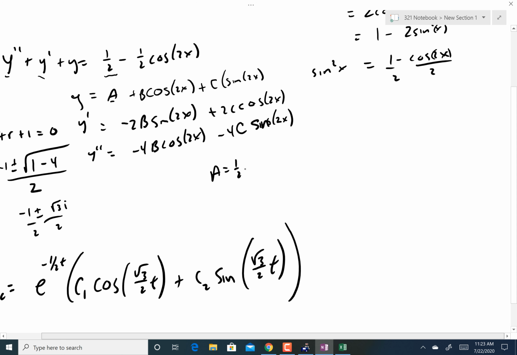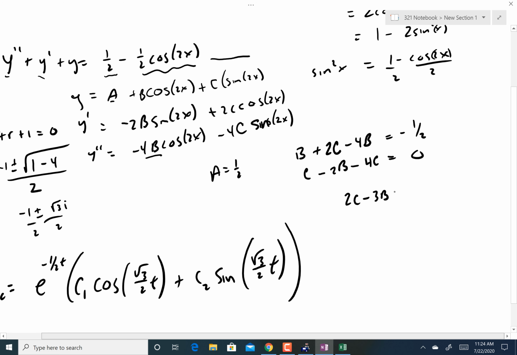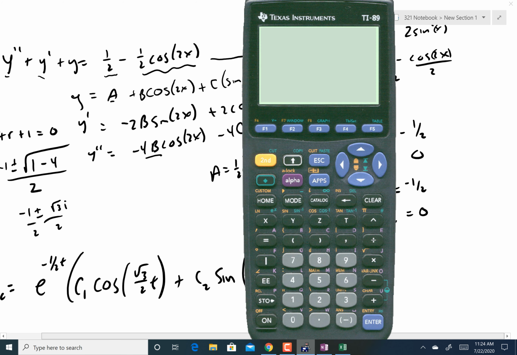Okay? So then we add this up, we know that b cosines plus 2c cosines minus 4b cosines better equal negative a half, because that's your cosines over here. And we know that c minus 2b minus 4c better equal 0 because there are no sines over here. Cool, let's do it. So it's going to be 2c minus 3b equal negative a half. And then you're going to get 2b minus 3c equals 0. That's too much work, so let's just solve that, shall we?